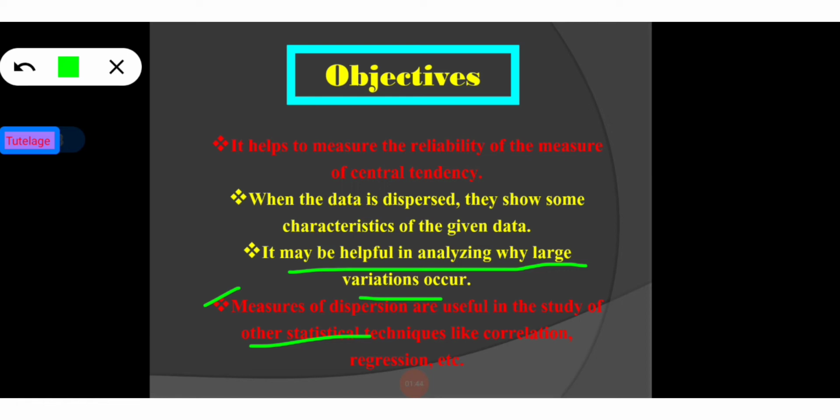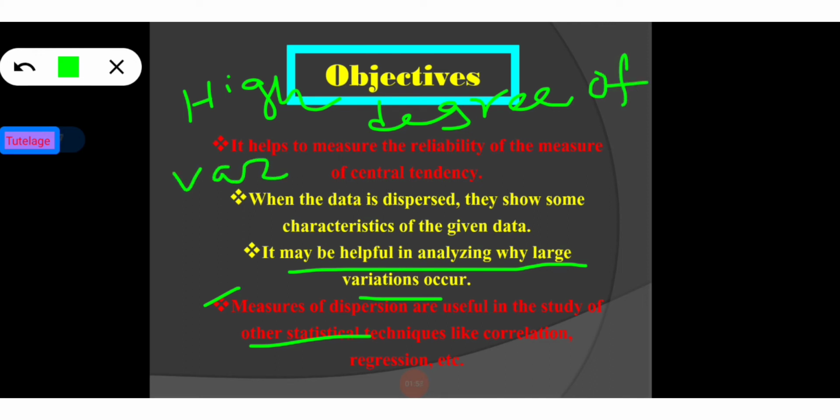So the main thing, a high degree of variation is called dispersion, which represents the lack of uniformity or homogeneity of the data, and a low degree of variation indicates the two series are uniform or homogeneous.